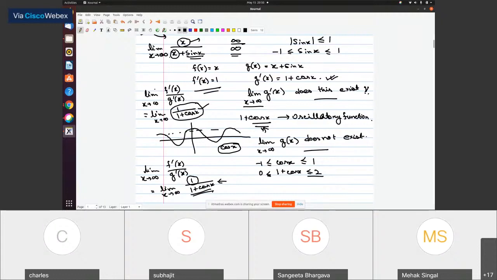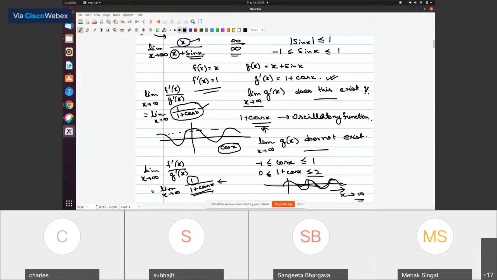No, as x is increasing, this is my cos x, like this. Okay. So this is my cos x. So as x increases, x tending to infinity, that means as x increases, will this function converge somewhere?